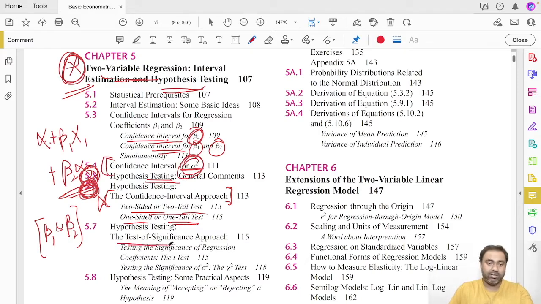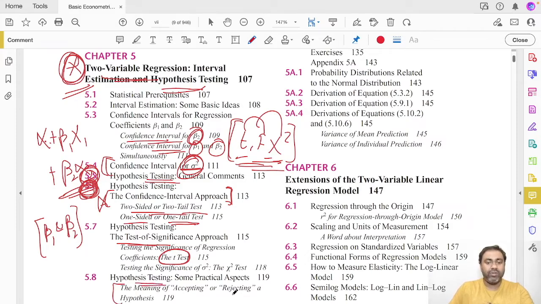Hypothesis testing approach, the t test for coefficients. In hypothesis testing there are different tests: t test, F test, chi-square test. You should know and understand these. There is even a relationship between t, F, and chi-square, so you must understand this relationship. Hypothesis testing: what is the meaning of accepting or rejecting? Why is this very significant?